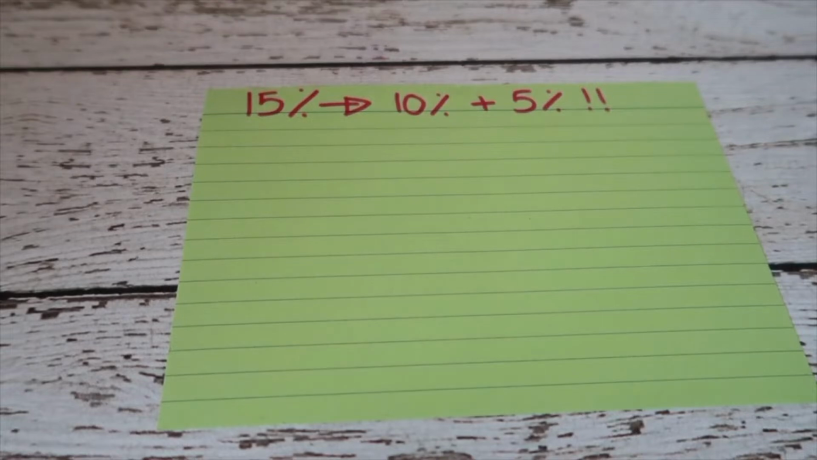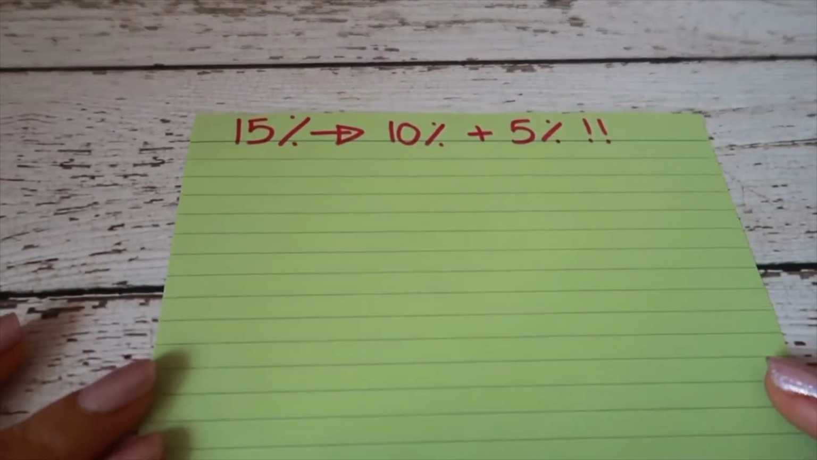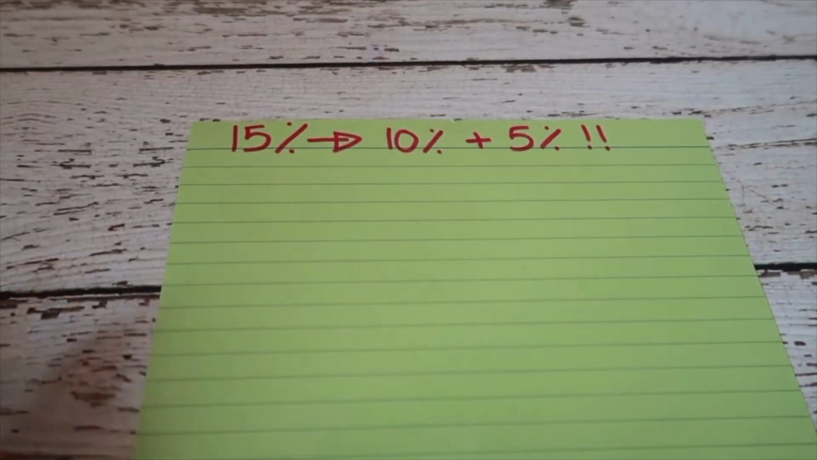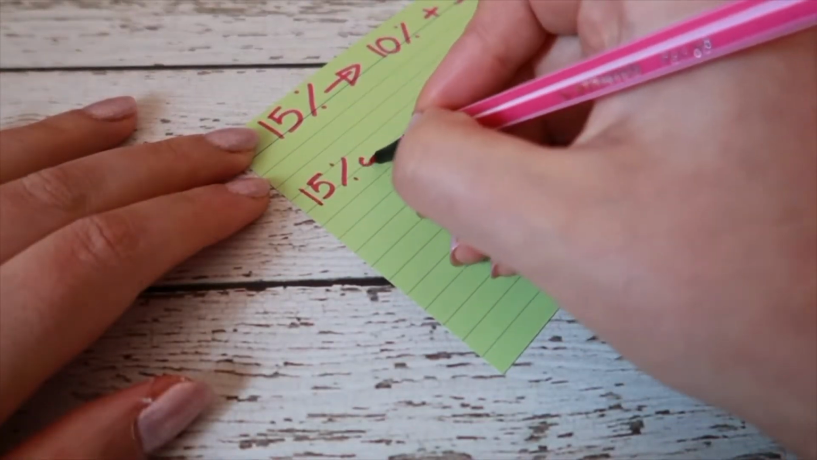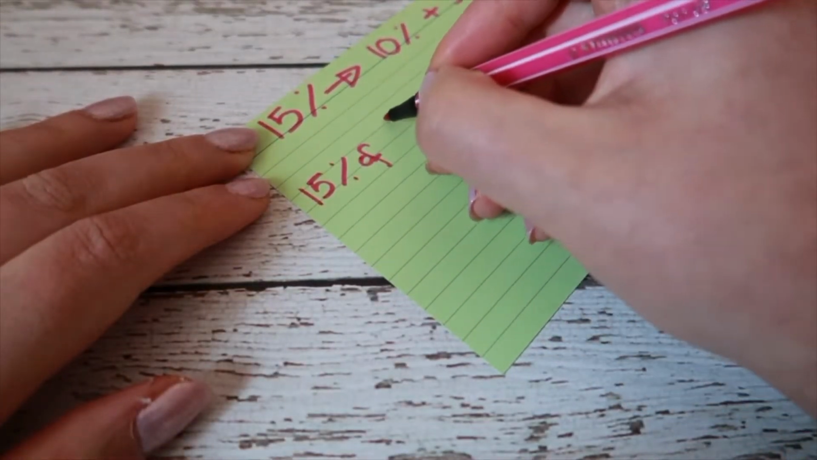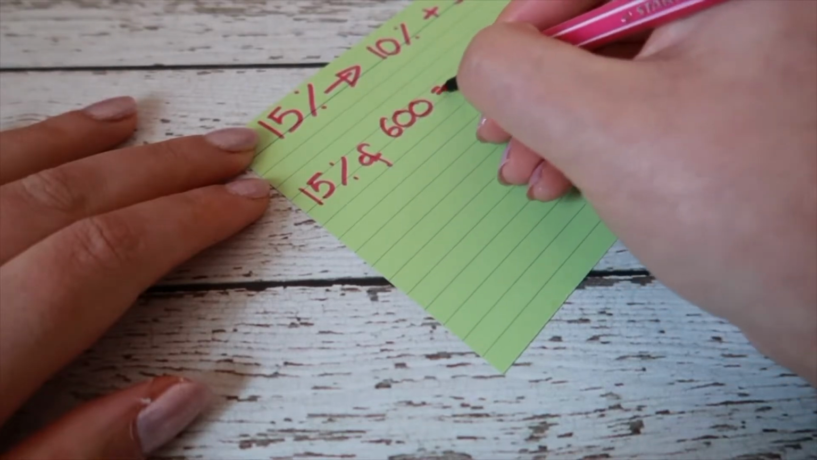Let's have a look at 15%. So 15% is quite easy. We know how to find 10% and we know how to find 5%. So 15% is just 10 add 5. So find 10% first and then find 5% and add them together.